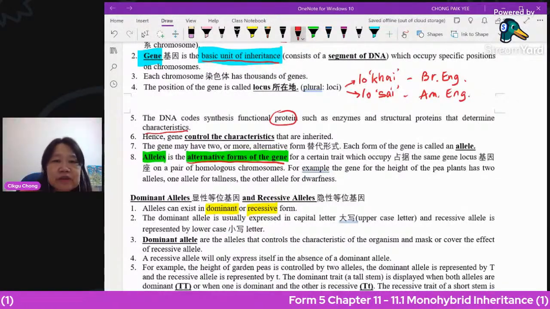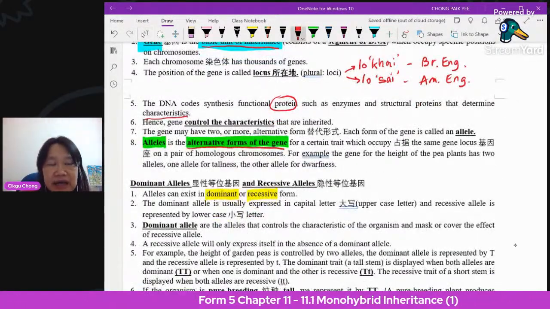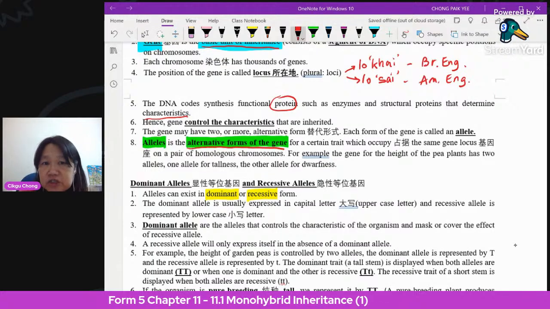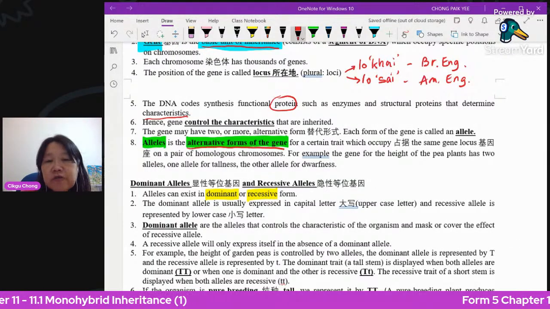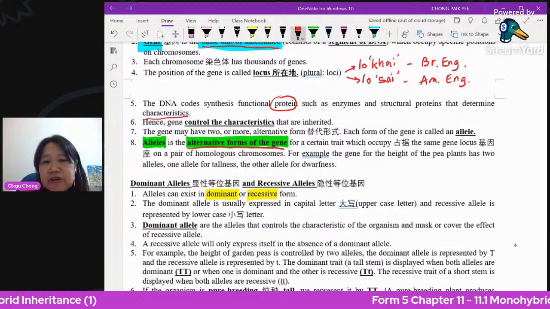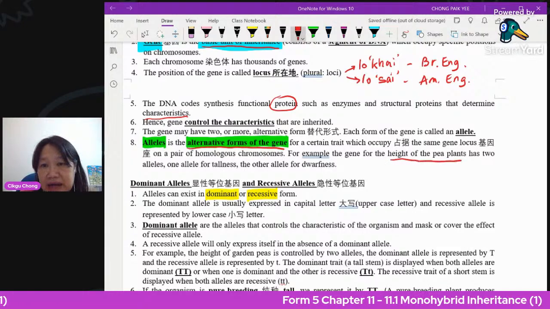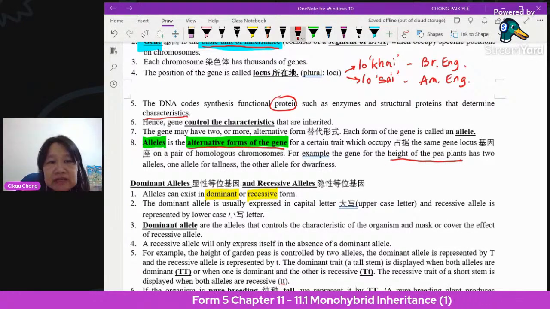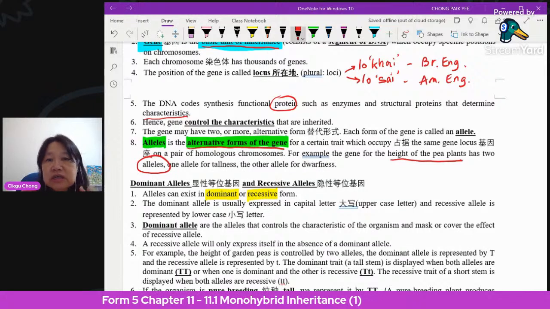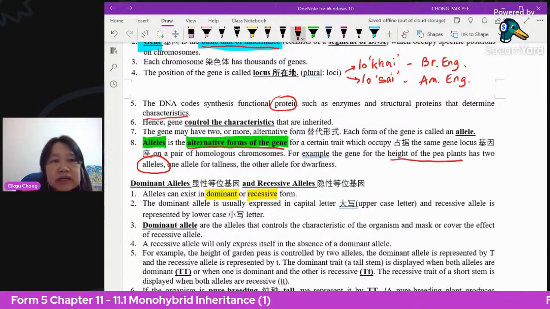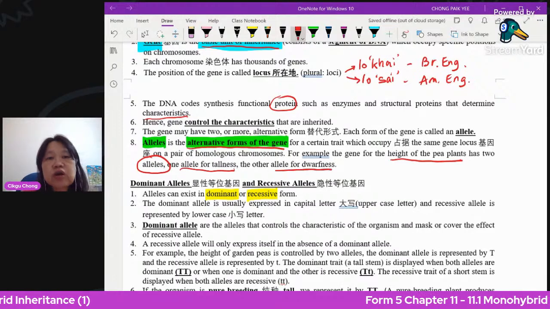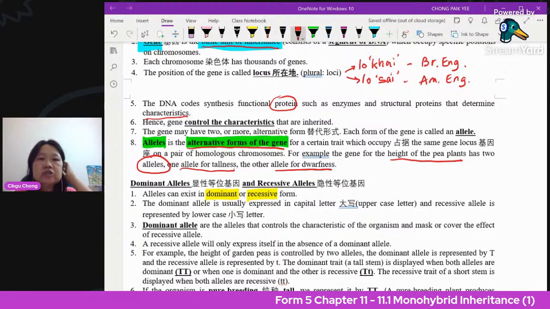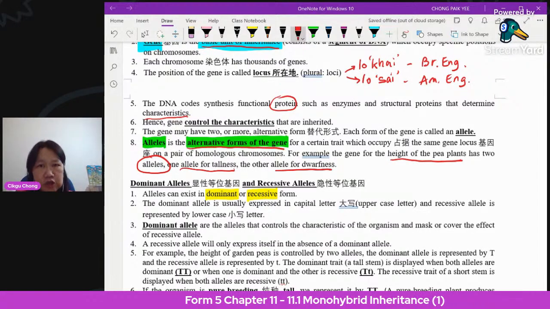Let's look here. Allele is the alternative form of the gene for a certain trait which occupy the same gene locus on a pair of homologous chromosomes. For example, the gene for the height of the pea plants has got two alleles. One allele is for tall, another allele is for dwarfness, that means short. So there's a tall allele, there's a short allele.